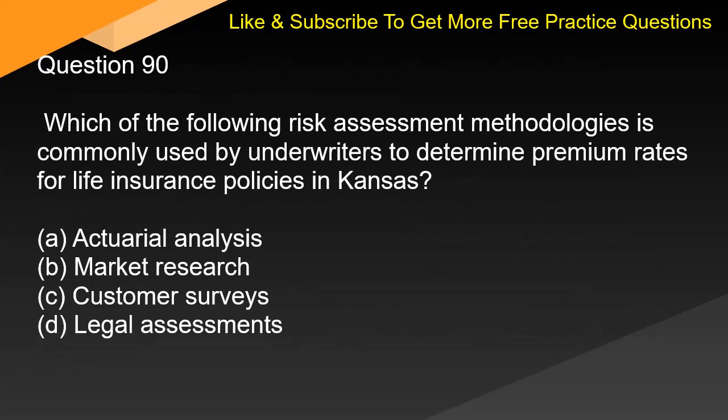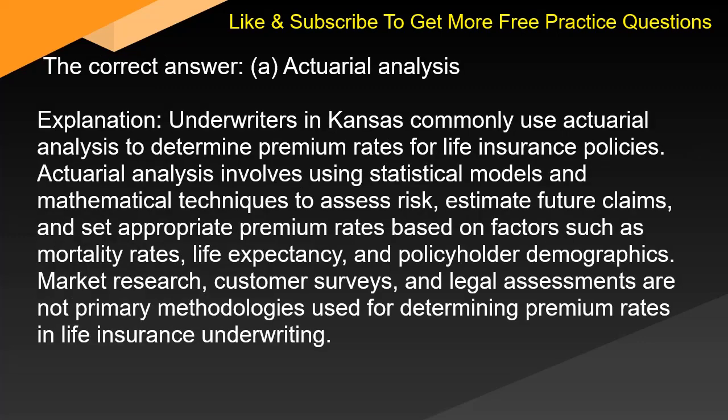Question 90. Which of the following risk assessment methodologies is commonly used by underwriters to determine premium rates for life insurance policies in Kansas? A. Actuarial analysis. B. Market research. C. Customer surveys. D. Legal assessments. The correct answer, A. Actuarial analysis.